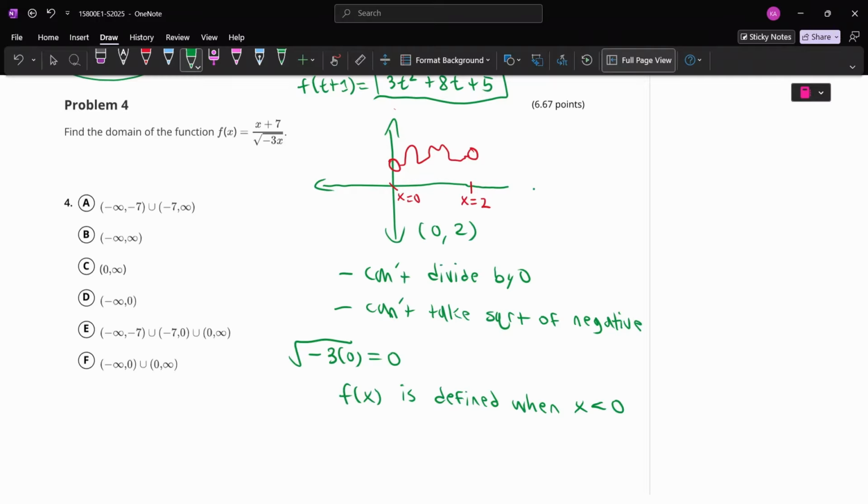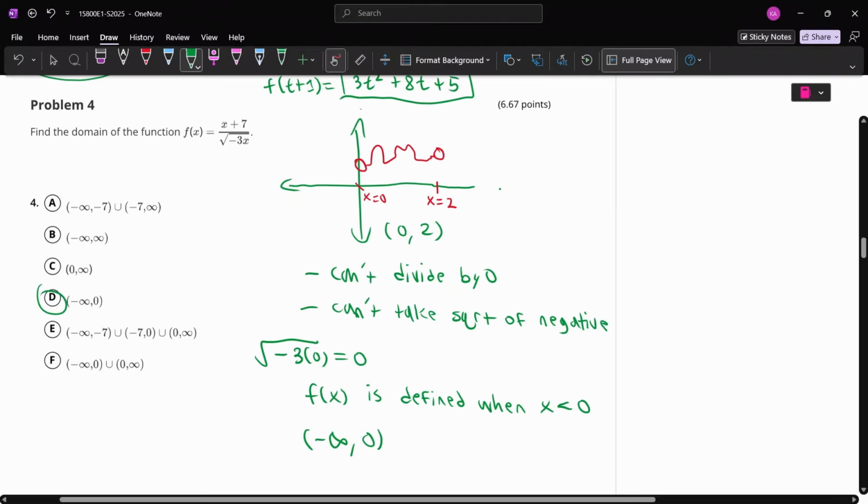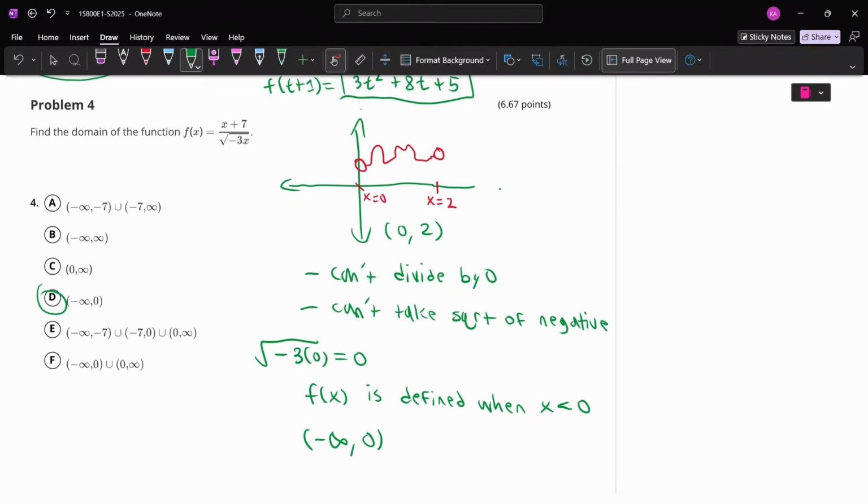So that would result in a domain of something that looks like this: negative infinity to 0. And so with that in mind, we can match that up with our answer choices, and our answer would be D. Now, if that approach of using those mathematical concepts to come up with a conclusion doesn't make sense, I'll also draw out what this function would look like if you were to graph it, and that would hopefully give you a better idea of what I'm talking about here.